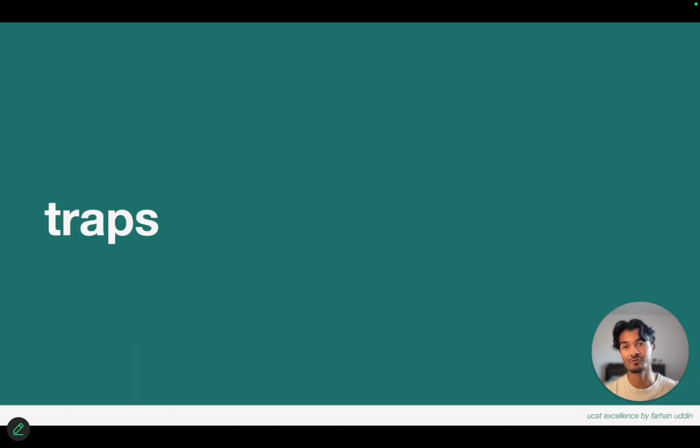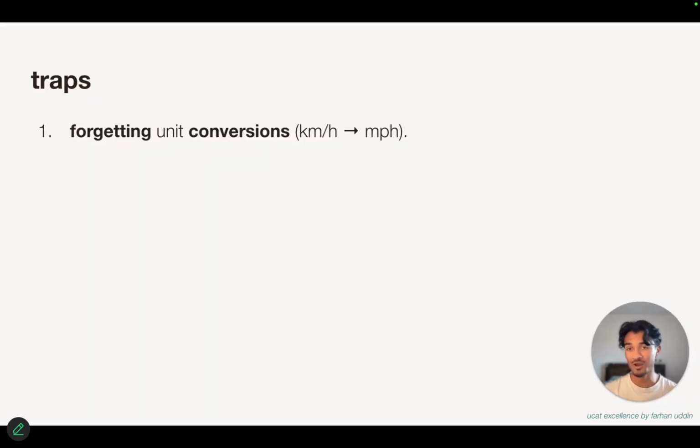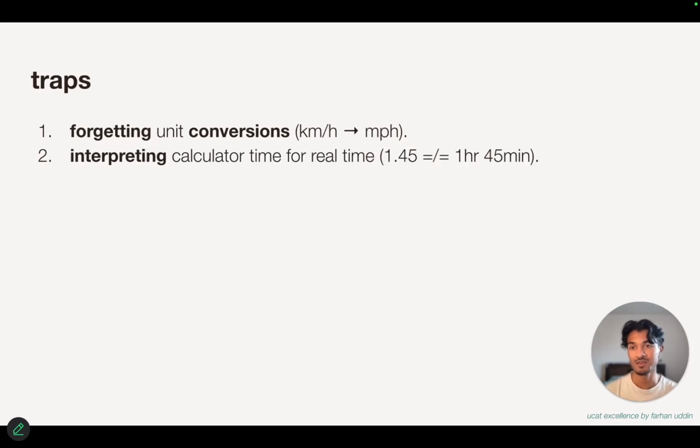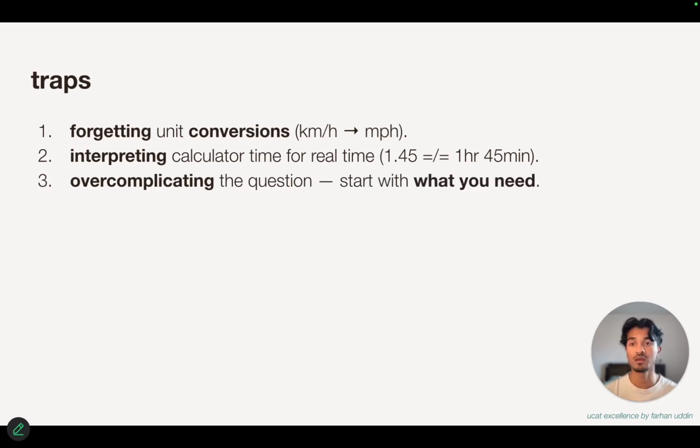Otherwise, let's go through some common traps that people fall into when it comes to speed, distance, time questions. Number one is forgetting unit conversion, like kilometers per hour to miles per hour. Number two is interpreting the calculated time for the real time. We know that 1.45 in the calculator does not mean 1 hour 45. You need to multiply the 0.45 by 60 to get the minutes equivalent. And number three is overcomplicating the question. You're going to start with what you need to find. Identify that and then find the missing variable so that you can solve for the question.